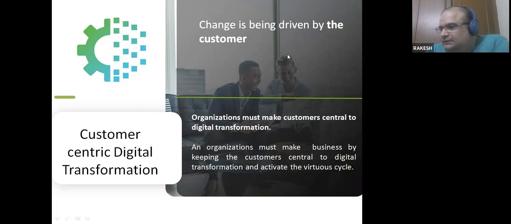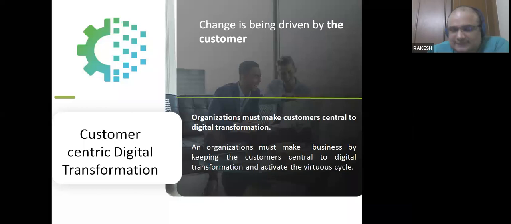I think they brought some Apple pads or small devices, then they moved to complete mobile. So that strategy is very correct. They moved with the correct strategy and brought the correct thing. So an organization must keep the customer central to digital transformation and be active to the various cycles.